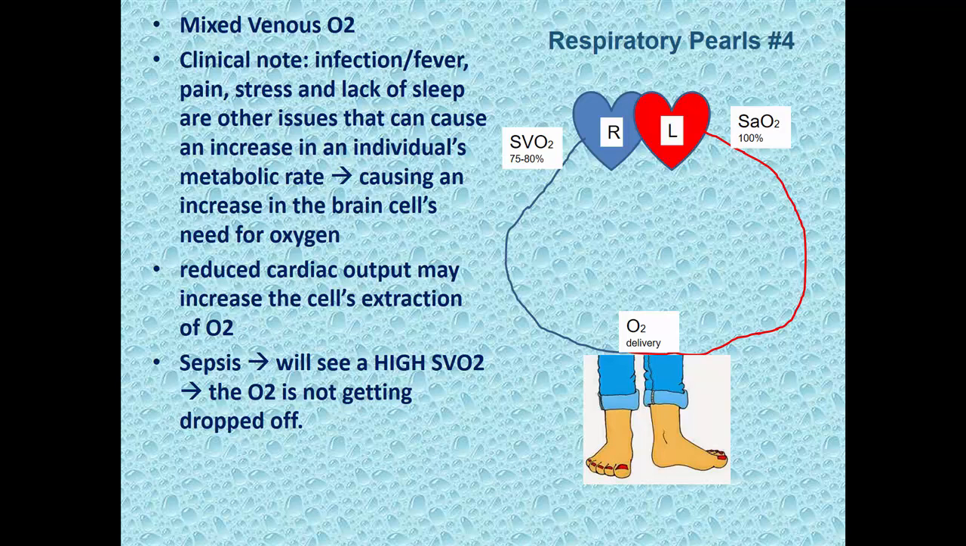Okay, last topic on the respiratory pearls. There is usually one question on exams 1 and 2 on this topic, and it's kind of a difficult concept to wrap your head around. So what I do is I've got this picture here. Of course, your heart is one heart, but we do divide it out into the left side and the right side.